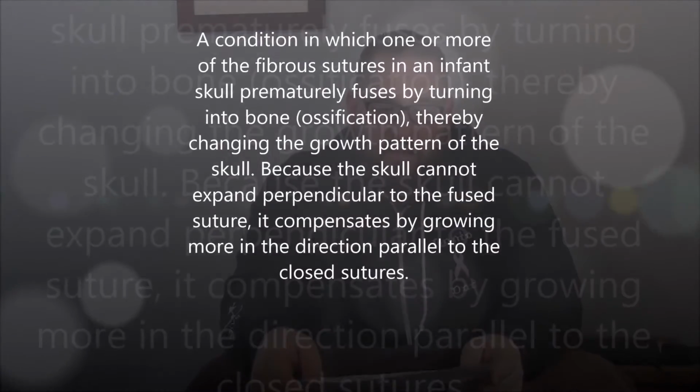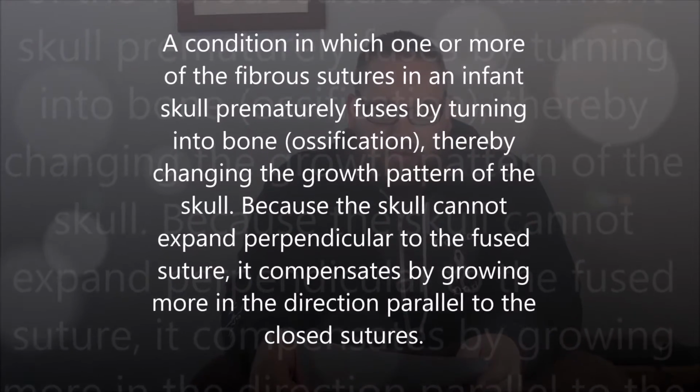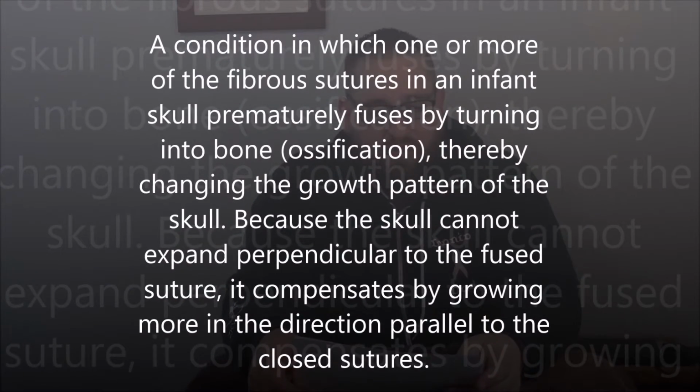And I'm going to do what a lot of people have done when they first hear the word, and they turn to Wikipedia for the all-knowing definitions of all things that we don't understand. So the definition from Wikipedia is a condition in which one or more of the fibrous sutures in an infant's skull prematurely fuses, turning into bone, ossification, thereby changing the growth pattern of the skull because the skull cannot expand perpendicular to the fused suture. It compensates by growing more in the direction parallel to the closed suture.